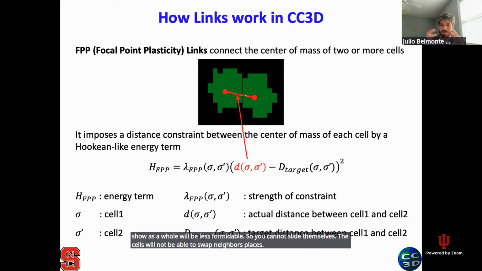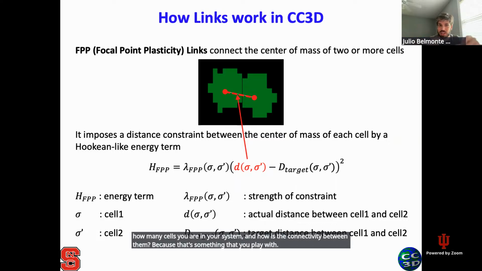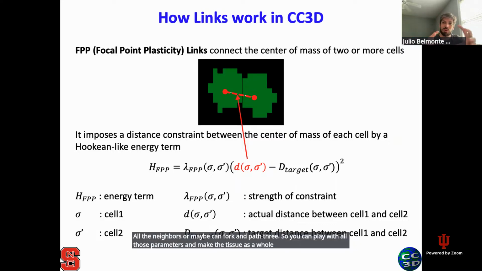So whether you make the whole tissue less or more deformable depends on how many cells you have in your system and how the connectivity between them is, because that's something that you play with. You can set that each cell has at least one connection, at most one connection with a neighbor, or can have at most six connections to a neighbor, which in 2 dimensions is going to be all the neighbors, or maybe can have four, can have three. So you can play with all those parameters and make the tissue as a whole more deformable or less deformable. Does that answer your question?